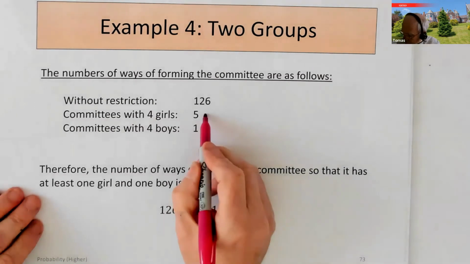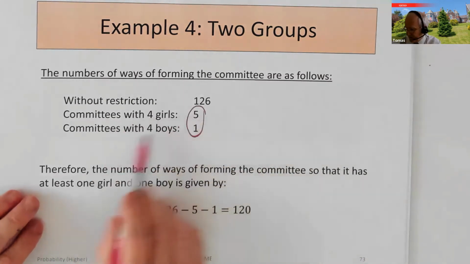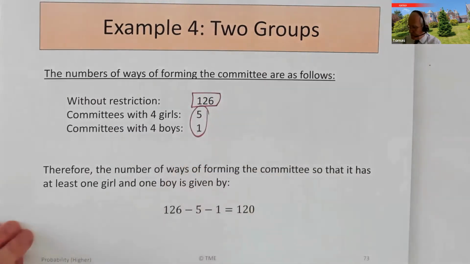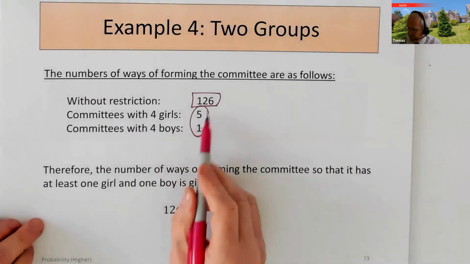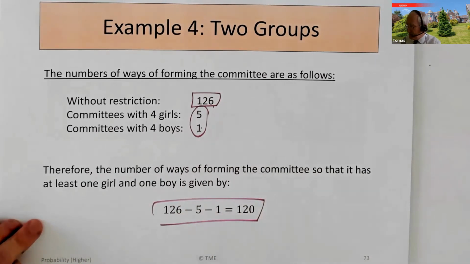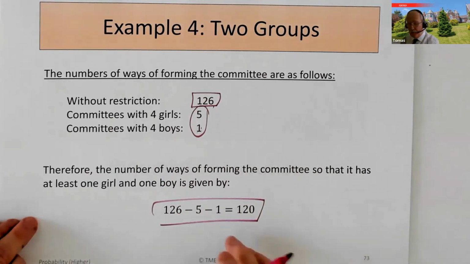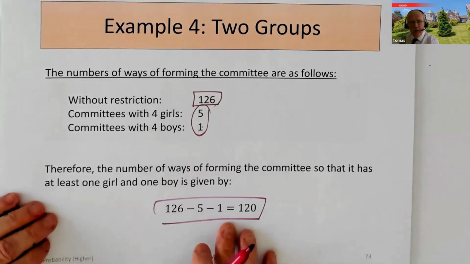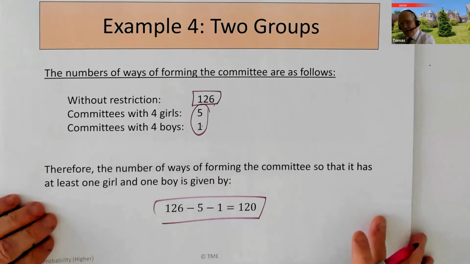So committees with 4 girls, there's 5 of them. Committees with 4 boys is 1. Without restriction is 126. So if I take those from 126, I'm left with 120. That tells me the number of committees with at least 1 boy and at least 1 girl. So that's how it's done. The calculations are straightforward. It's just figuring out what am I looking for.